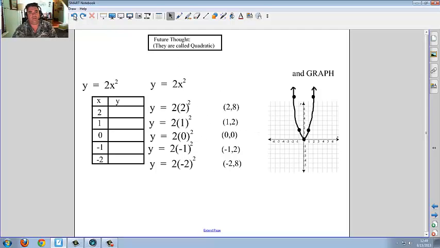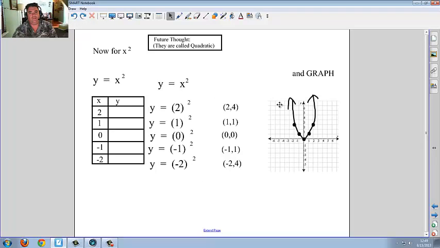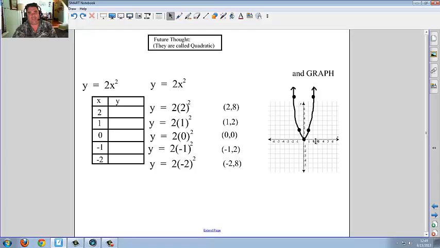Notice the difference between the two. Notice that the only difference is this is a little wider. This one shoots up faster. That's because the times 2, instead of being a normal x squared, makes it thinner. It makes it grow taller, faster.